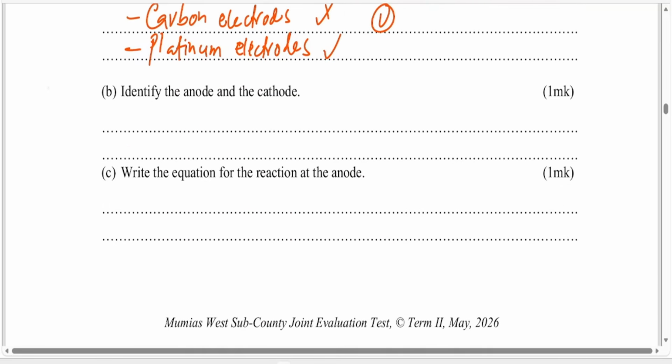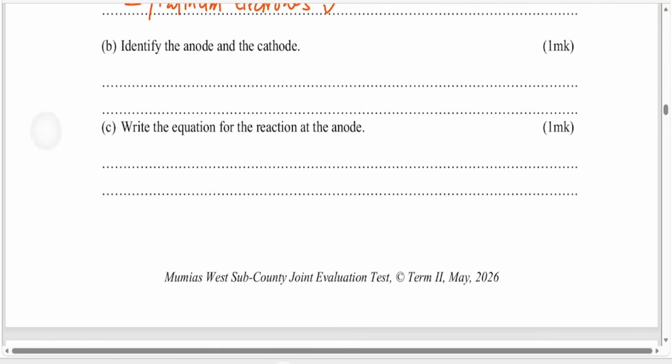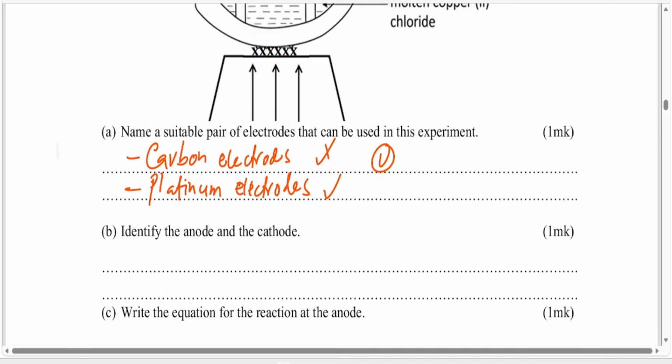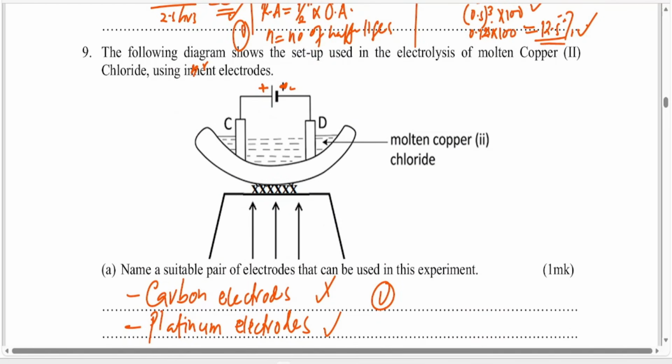Let's move to the next question. Identify the anode and the cathode. So we look at the diagram that we have. We identify the anode and the cathode. Remember, learners, that anode is the positive terminal, or is the electrode connected to the positive terminal. Cathode is the electrode connected to the negative terminal.